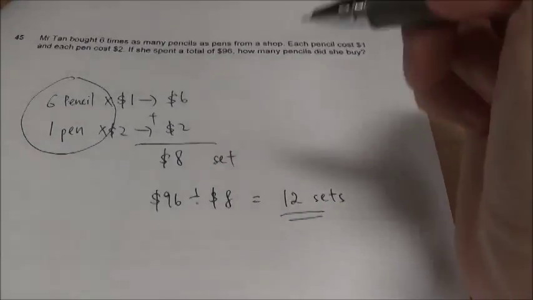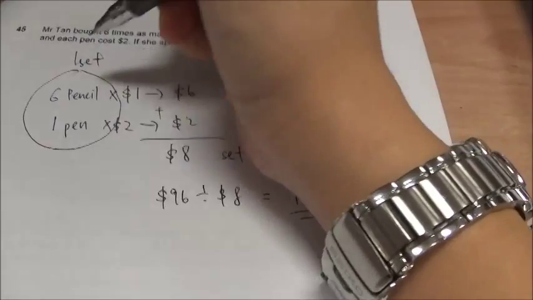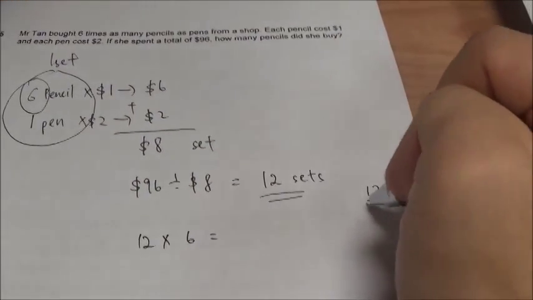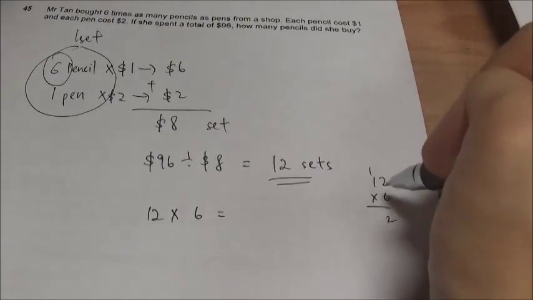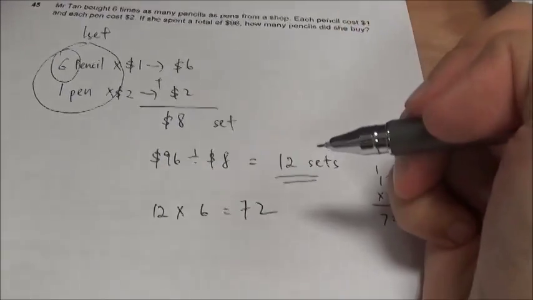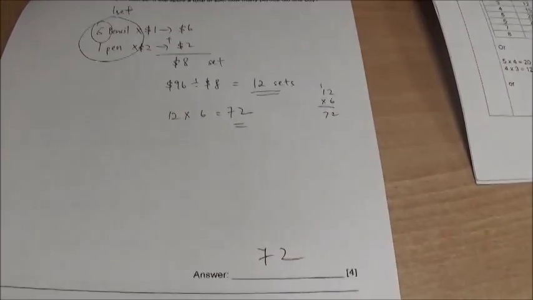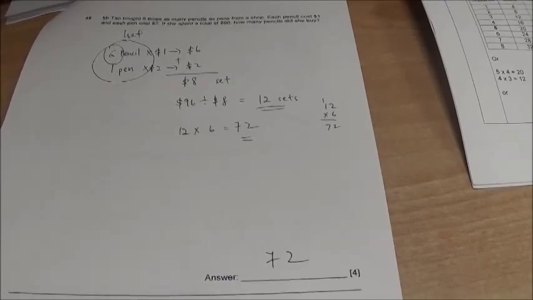How many pencils? Every one set, I have 6 pencils, so 12 times 6. Alright, 12 times 6, 2, 1, 72. 72. Okay, that's my final answer. Altogether, I have 72 pencils. That's the end of the paper.